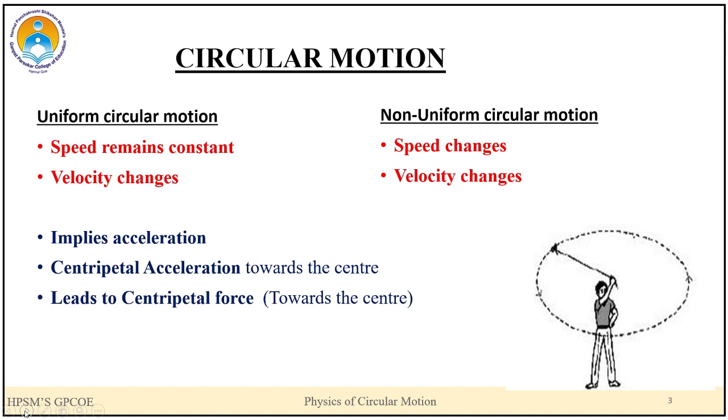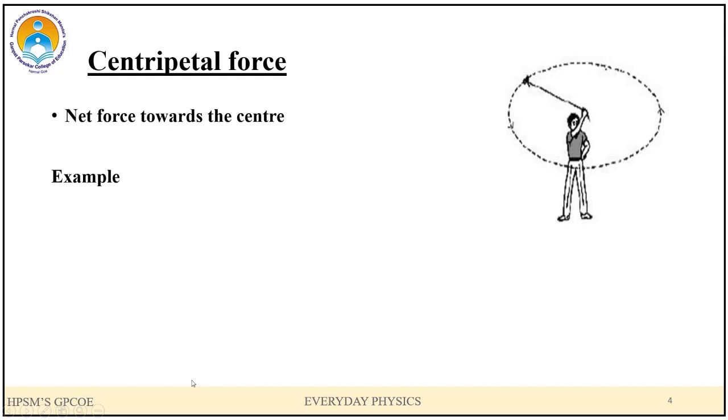As we have seen in the topic Newton's law, acceleration leads to the force equal to mass into acceleration, that is Newton's second law. So centripetal acceleration will lead to a centripetal force. In case of centripetal acceleration, it was towards the center. Same way, centripetal force will be towards the center. Now, what is centripetal force? Centripetal force is a net force towards the center. Example, string and a stone.